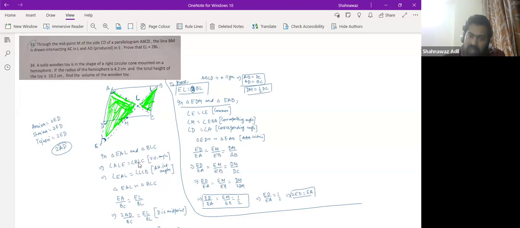Yes, sir. First, we have to use the smaller triangles and the bigger triangle. And then we prove that D is the midpoint. And from there, we take these two triangles which contain EL and BL. So then we use these two triangles. Please note it down, guys.